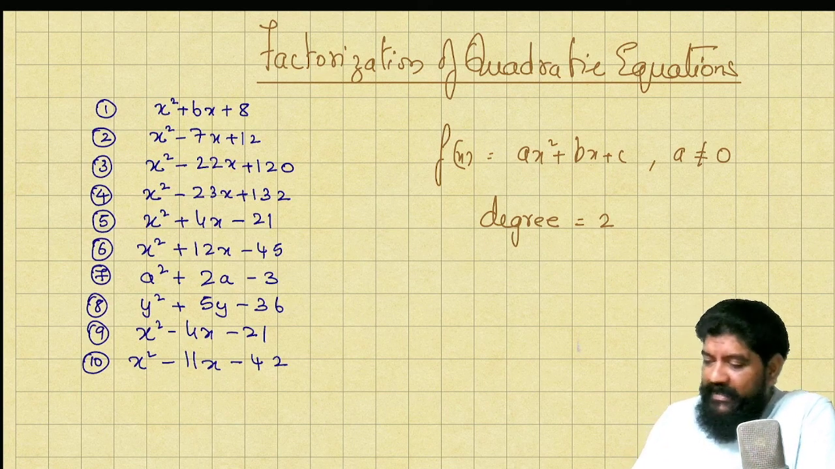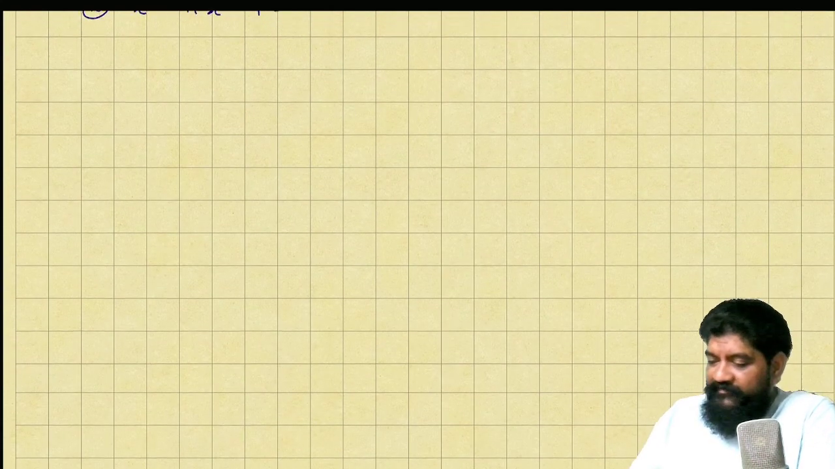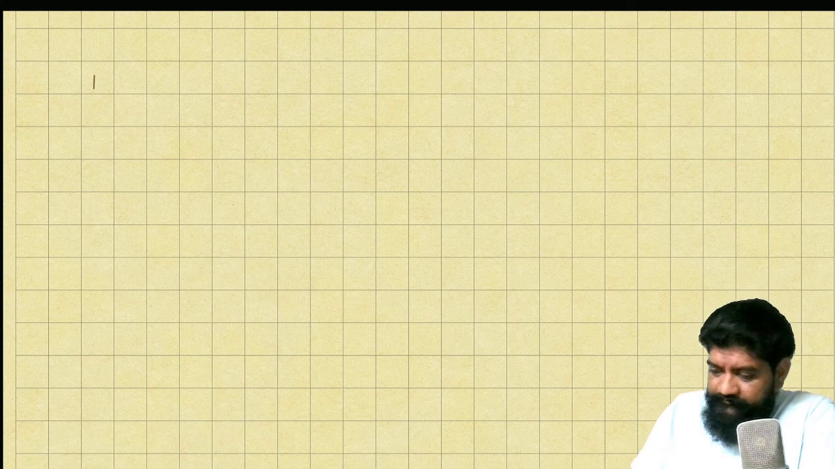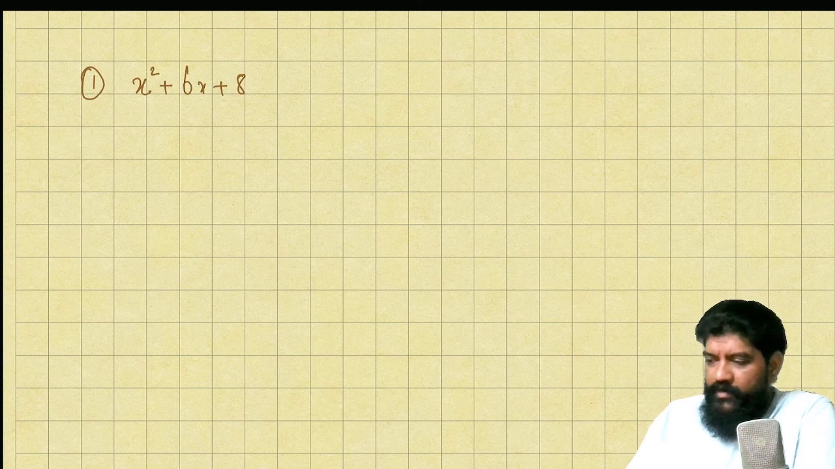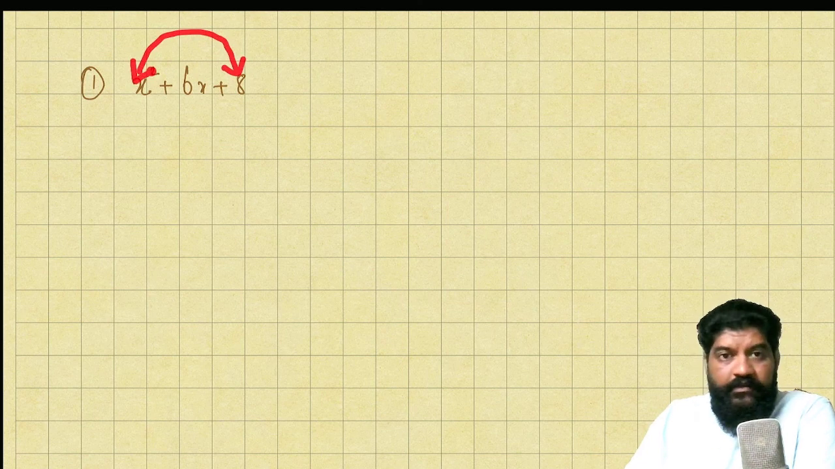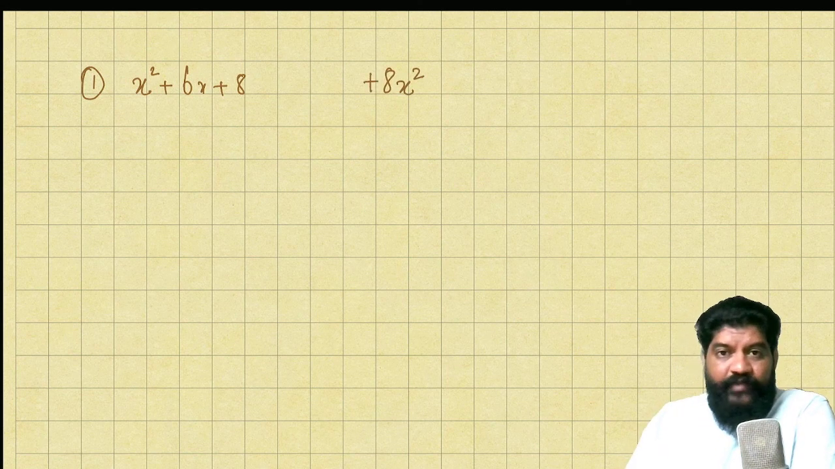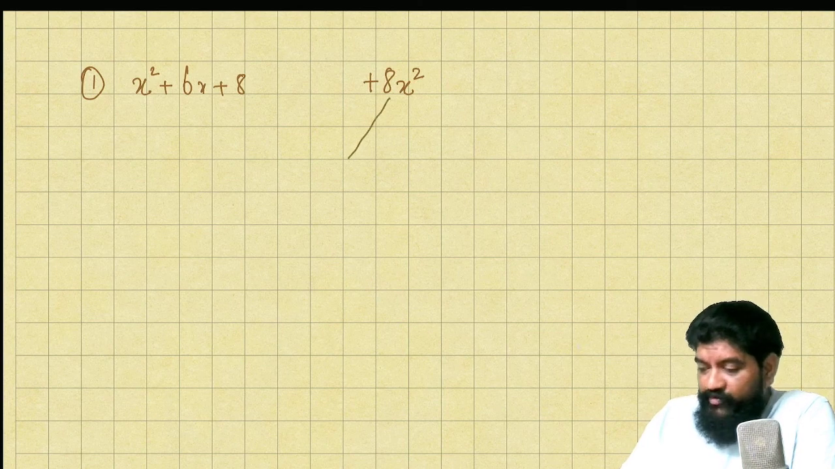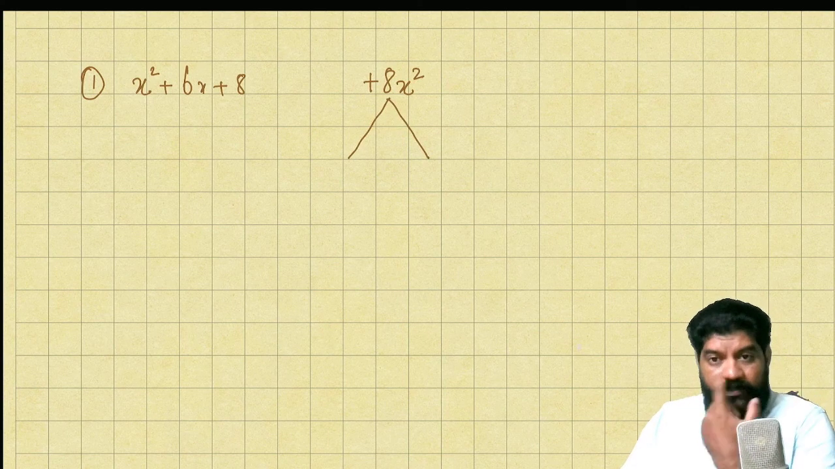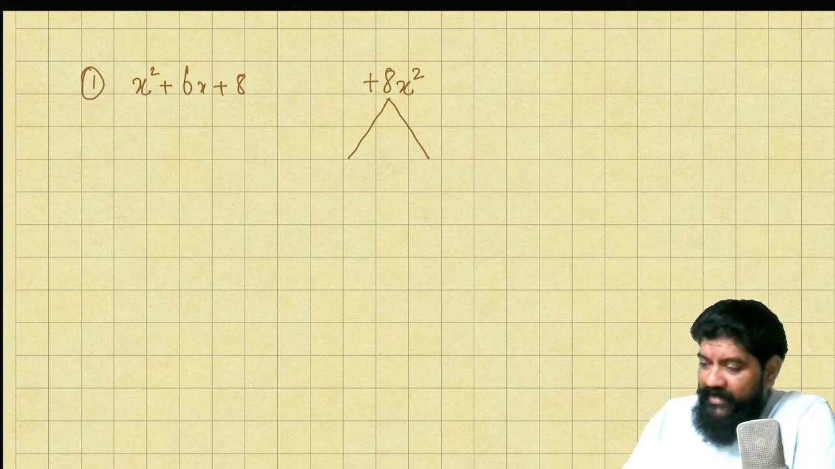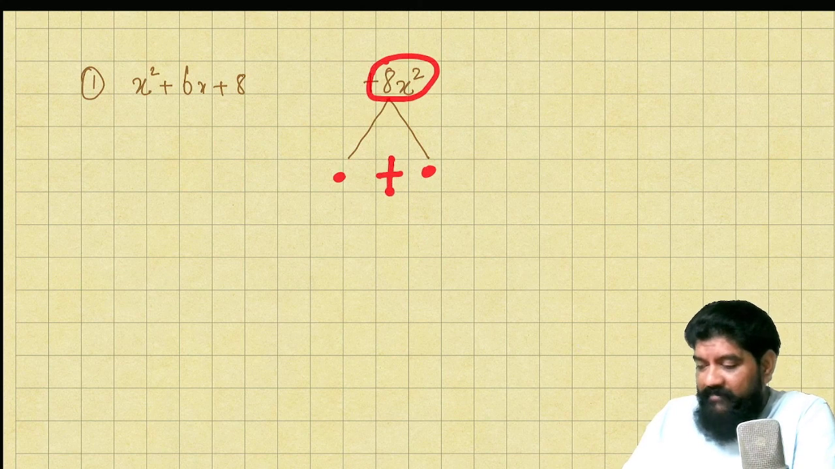I'm now going to be picking up the first question, which is x squared plus 6x plus 8. I take the first term and the last term and multiply together. So when I multiply that, I'm going to get 8x squared. Please note that this is a plus 8x squared. Now I'm going to be finding out two numbers such that when I multiply them, I need to get 8x squared, but when I add them up, I need to get 6x.